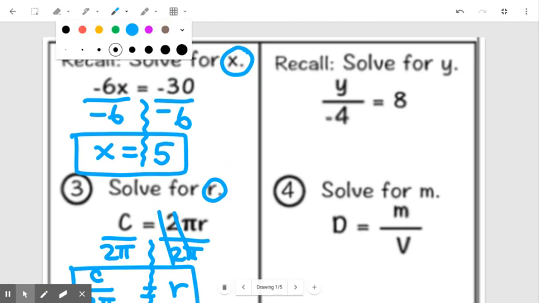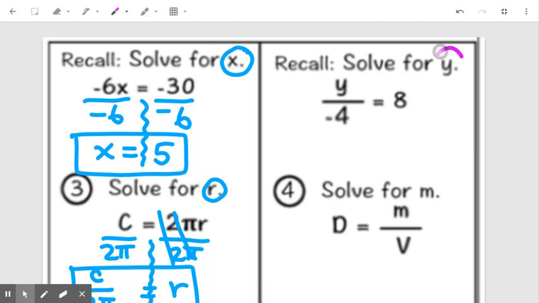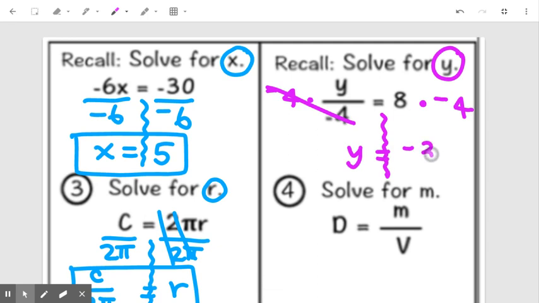When I take a look at the next example, it says solve for y. Now you'll notice in this case, the y is in the numerator of this fraction. This fraction being over -4 is like saying dividing by -4. And to undo, or the inverse of dividing by -4, is to multiply both sides by -4. When we do that, those -4s will cross out, and I get y equals -32. And that is my answer.